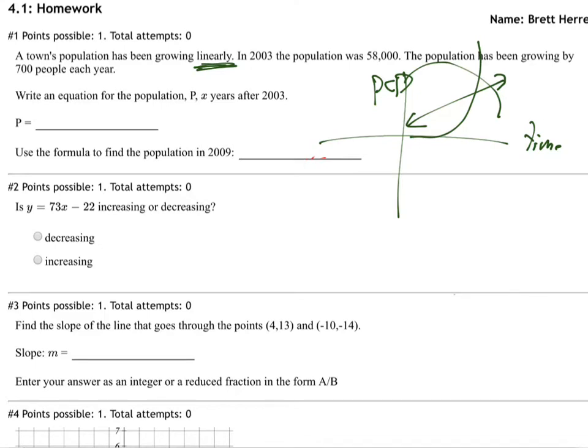In 2003, the population was 58,000. The population has been growing by 700 people each year. So every year, 700 more people in the town.